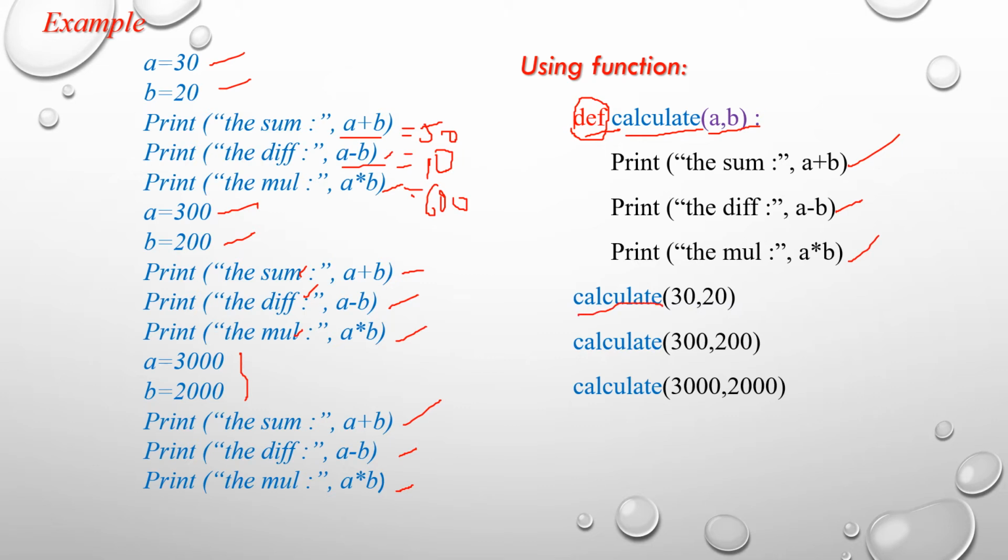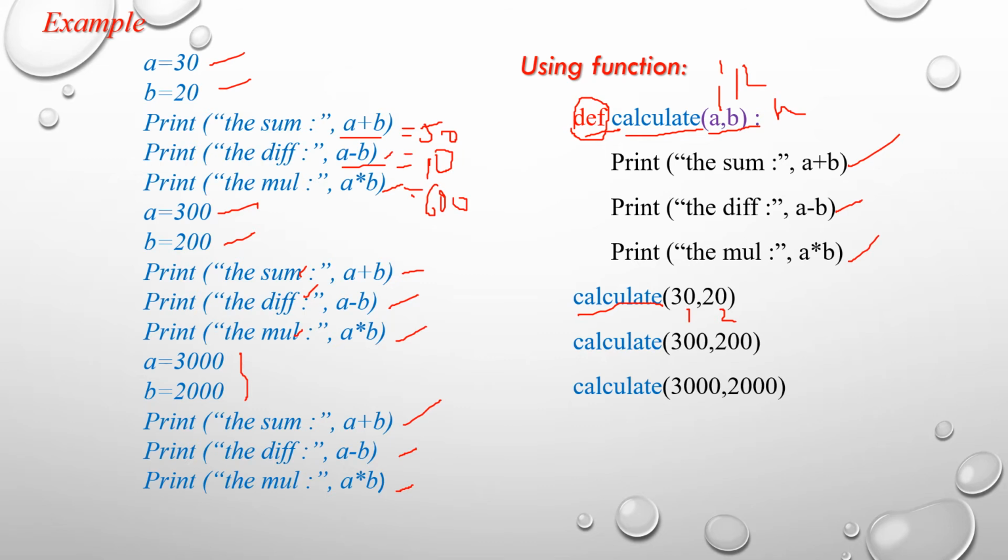The function name is calculate. So calculate of 30 comma 20. This is the first argument and this is the second argument, and this is the function header. Here we assign the integer values 30 and 20. Here 30 is equal to a and 20 is equal to b.